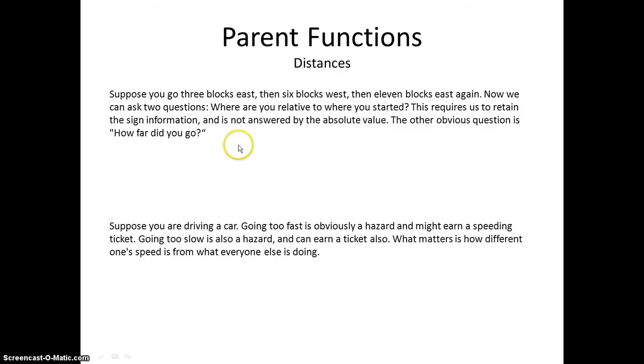Going on. Alright, here are some examples of the absolute value function. Say you go 3 blocks east, 6 blocks west, 11 blocks east again. You can ask two questions. Where are you relative to where you started? So the direction counts, right? You need to keep that sign. But if you just ask, how far did you go? Well, now you just add up the number of blocks despite the direction, so you can drop the sign and just give the distance, right?